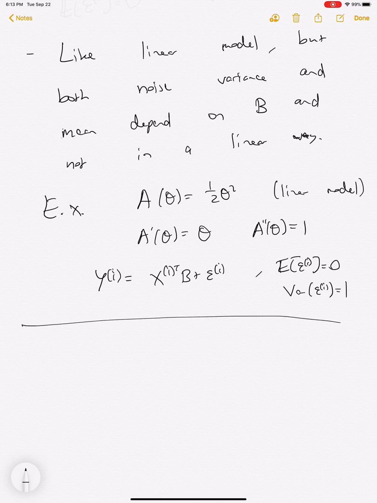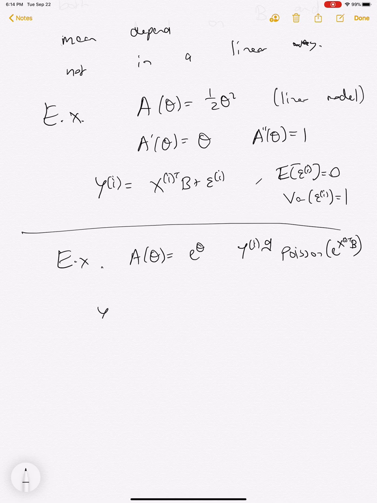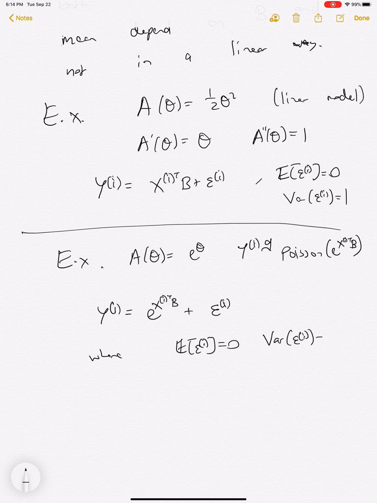But for example, if we look at a of theta equals e to the theta, which is like yi is Poisson with mean e to the xi transpose b, which was the Poisson model, we have that yi is equal to e to the xi transpose b plus epsilon i, where E of epsilon i equals 0, and the variance of epsilon i equals e to the xi transpose b. Okay, and you can do a similar calculation for the logistic model.